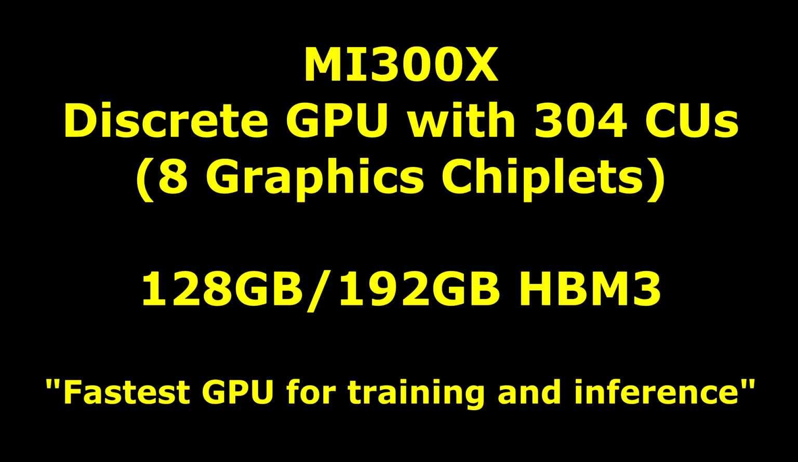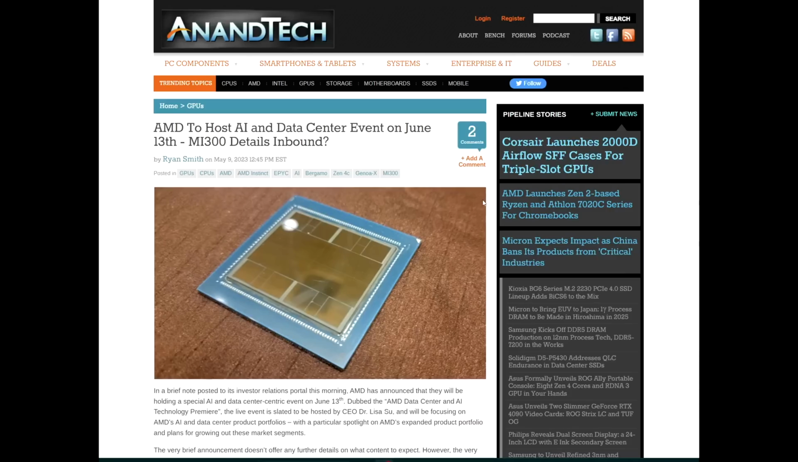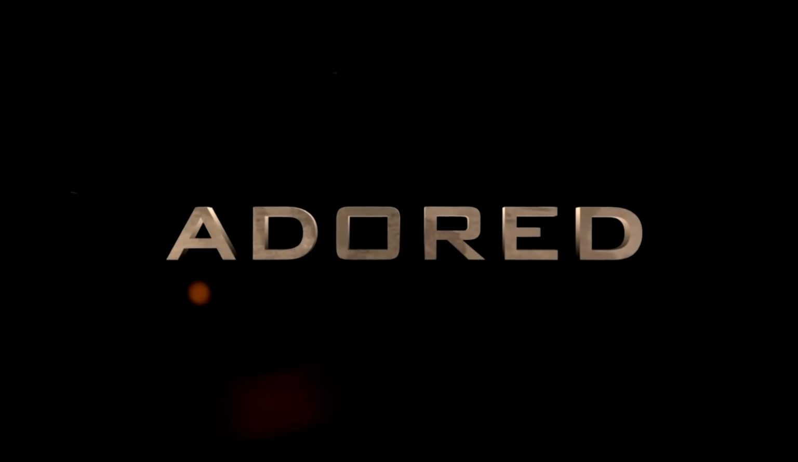And the third MI300, MI300C, is neither a GPU or an APU. It's a CPU, a 96-core Genoa CPU with 128GB of HBM3. All of this information will be confirmed on June the 13th when AMD hosts an AI and data center event. But what does this all mean?